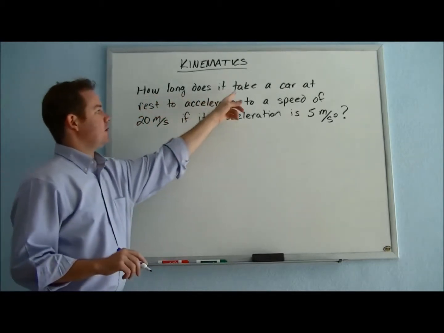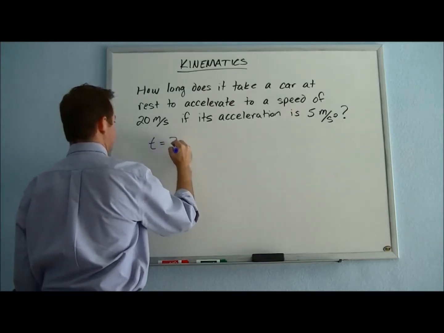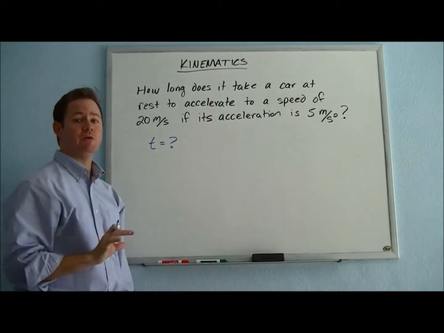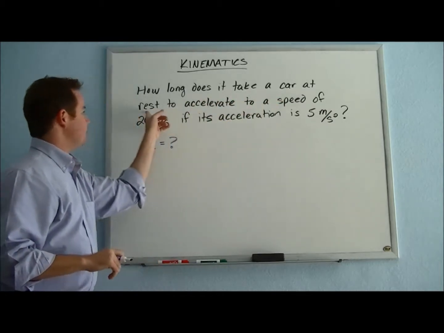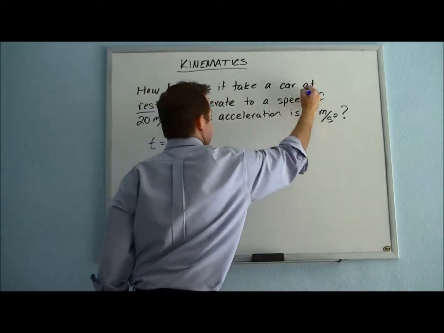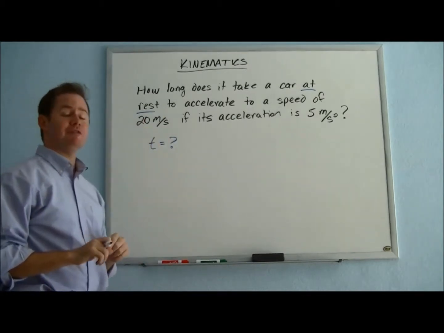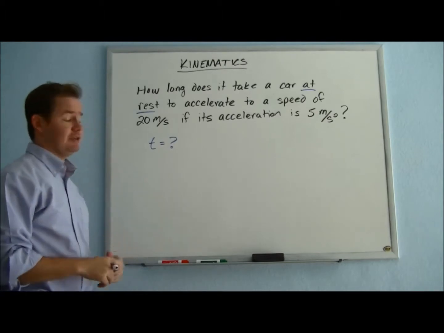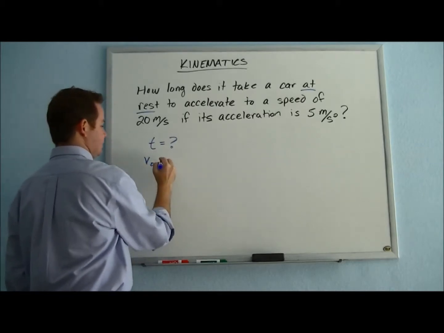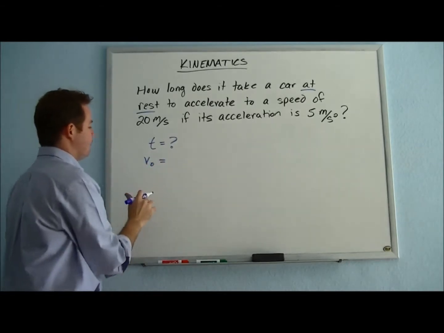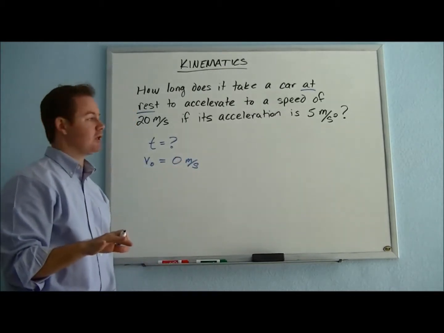So at first it says how long does it take? So they're asking about time, and because that's what the question's asking us for, we don't know time yet. That's something we're going to have to figure out. So how long does it take a car at rest? And that's key there, a car at rest, because even though we don't see a number written down, we can take some valuable information from that statement. If something is at rest, it means that its velocity, in this case v initial, because it's where we're starting from, is 0 meters per second. It's not moving to begin with.